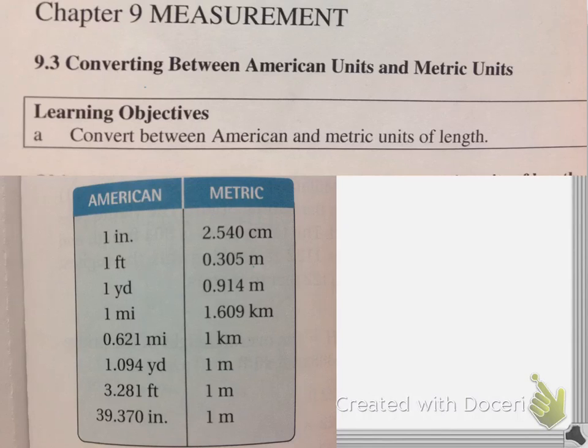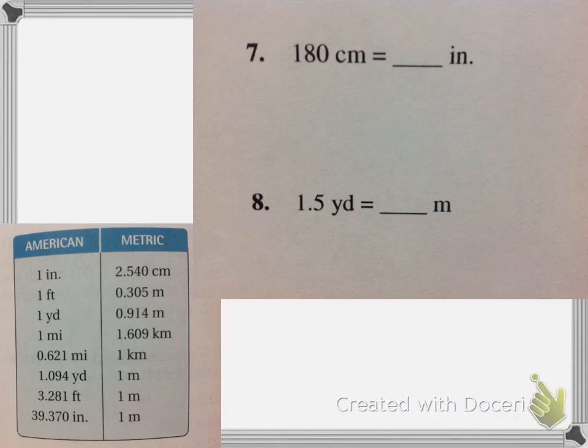What I have for you here is a table that summarizes some of the key conversions that we're going to be looking at in this lesson. As you'll see, we've got inches and centimeters, feet, meters, yards, meters, miles, kilometers, some of the more common conversions between the two systems. So let's look at setting up one of these problems using our conversion ratios or our conversion factors. In this first one, 180 centimeters, I'm going to start off with 180 centimeters.